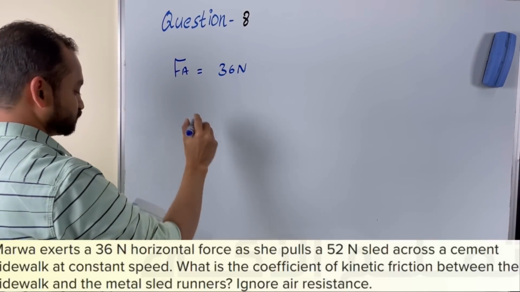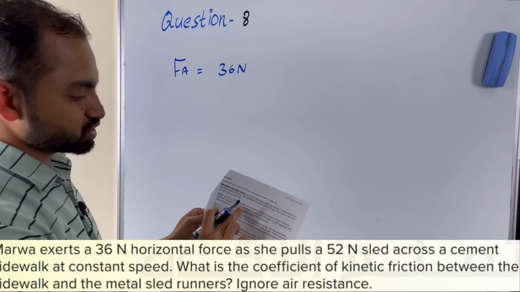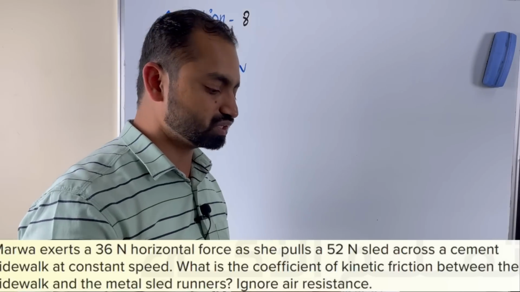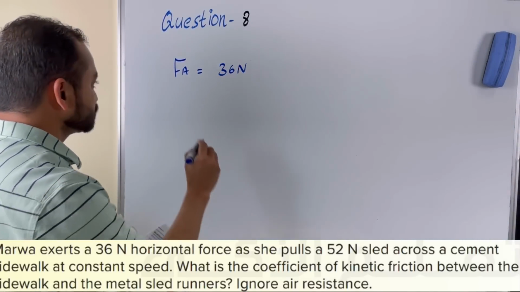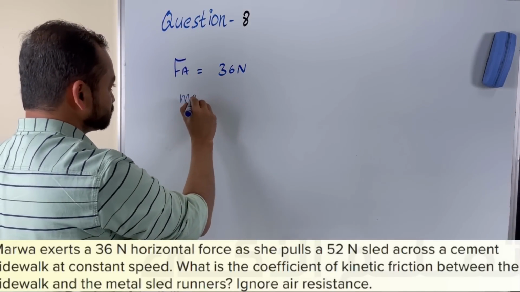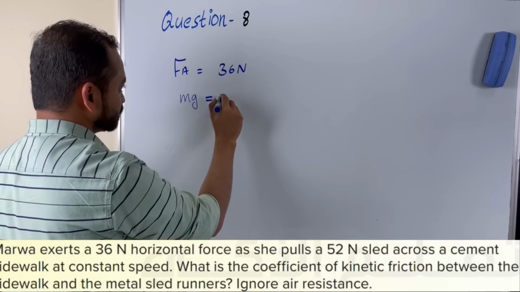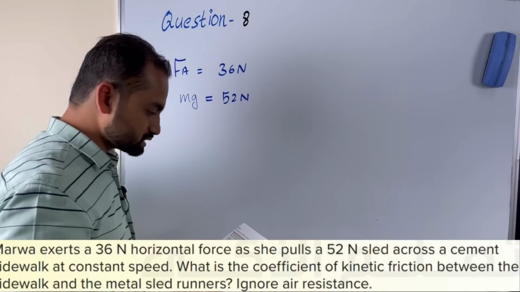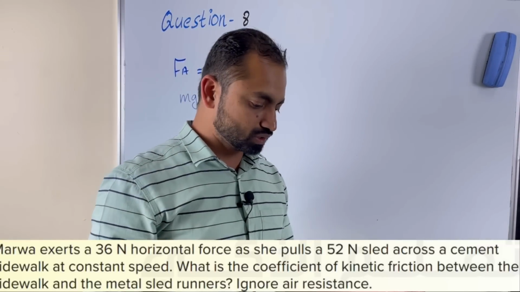What is the weight of the sled? See here, as she pulls a 52 Newton sled, which means the weight of the sled is 52 Newton. So I will write mg, because weight is given, right? That is equal to 52 Newton. That is the value of the weight of the sled.